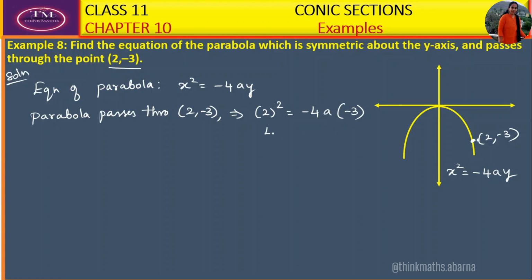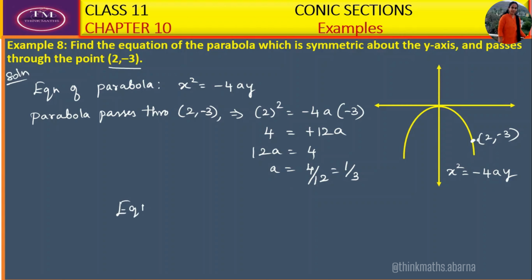So 2 square is 4, equal to minus into minus, plus. So plus 4 into 3, 12a. Or you can write 12a equal to 4. So a will be equal to 4 by 12, which is equal to 1 by 3. So we get a is equal to 1 by 3.